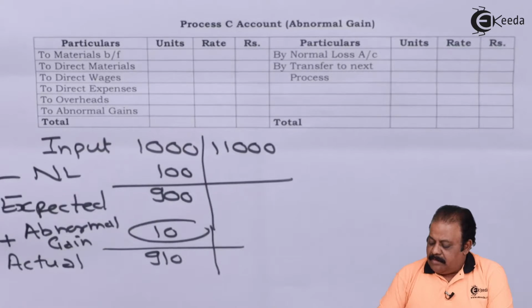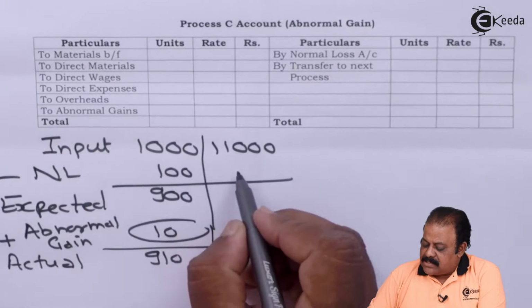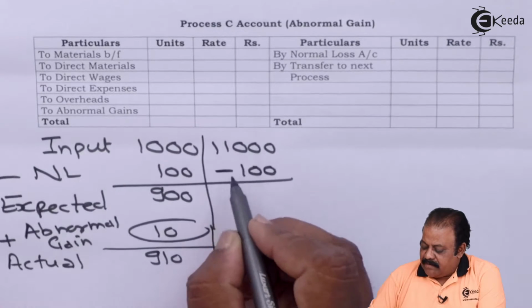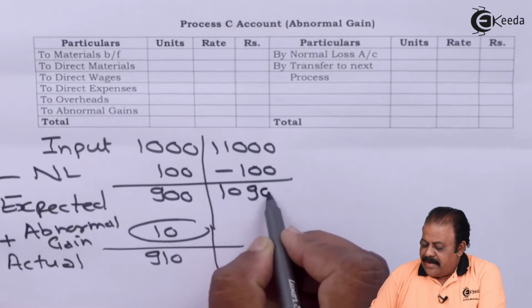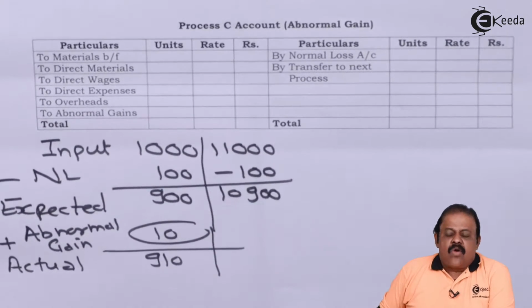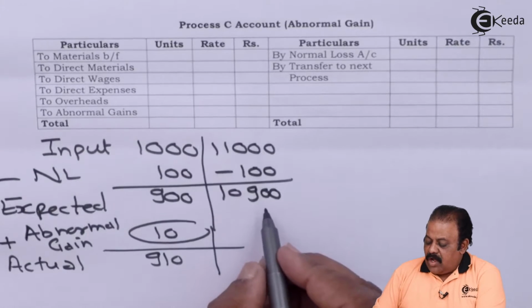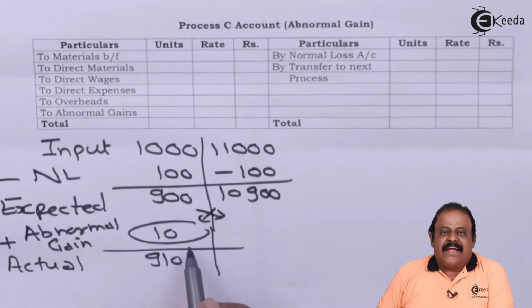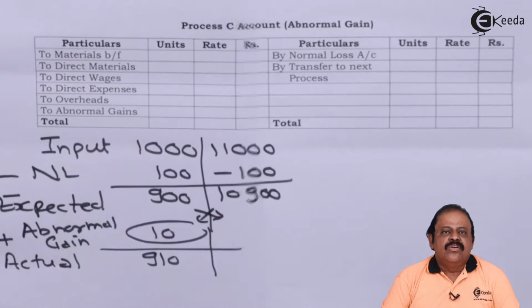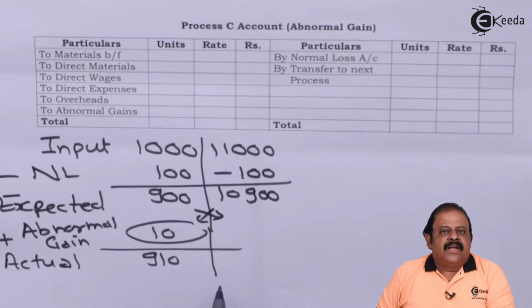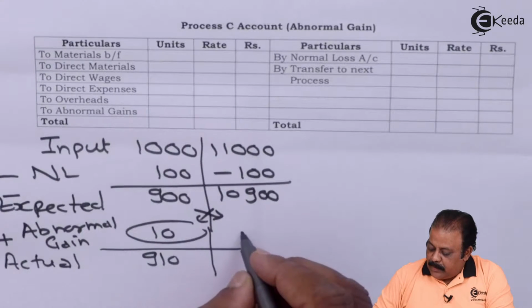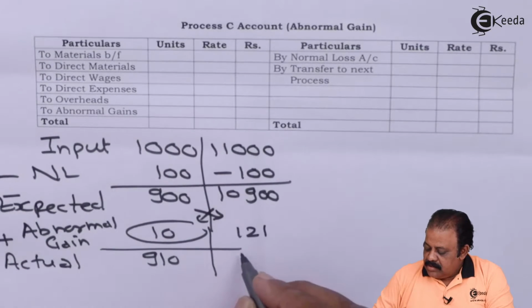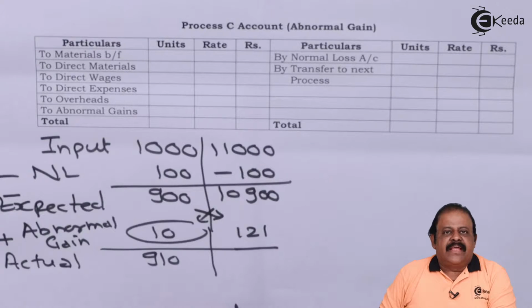Now how to value them? Normal loss is 100 rupees, expected value 100. So the value of expected cost is 10,900. Now we'll do cross multiplication to arrive at the amount for the 10 abnormal units. After cross multiplication we got the value 121. This is the value of the abnormal gain units.